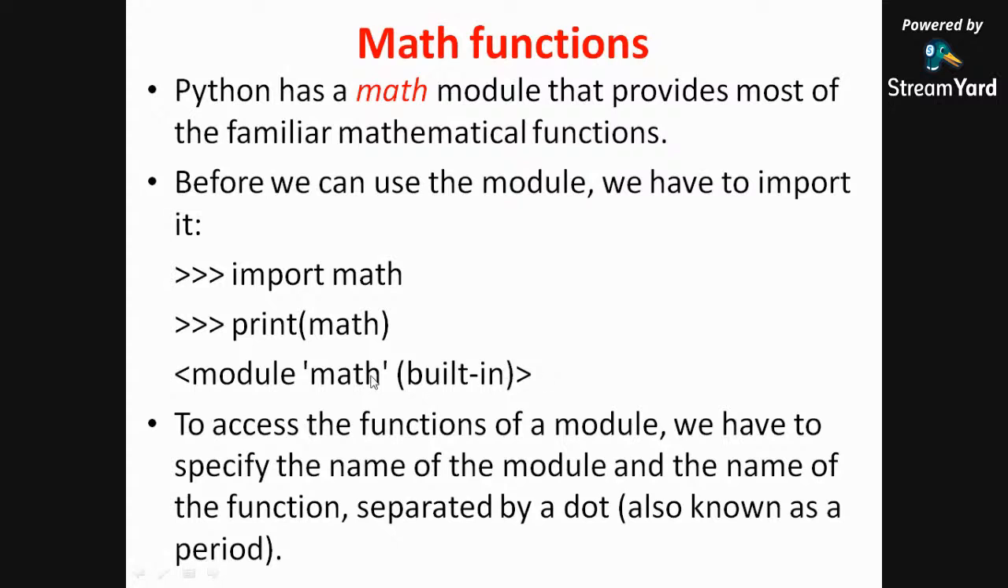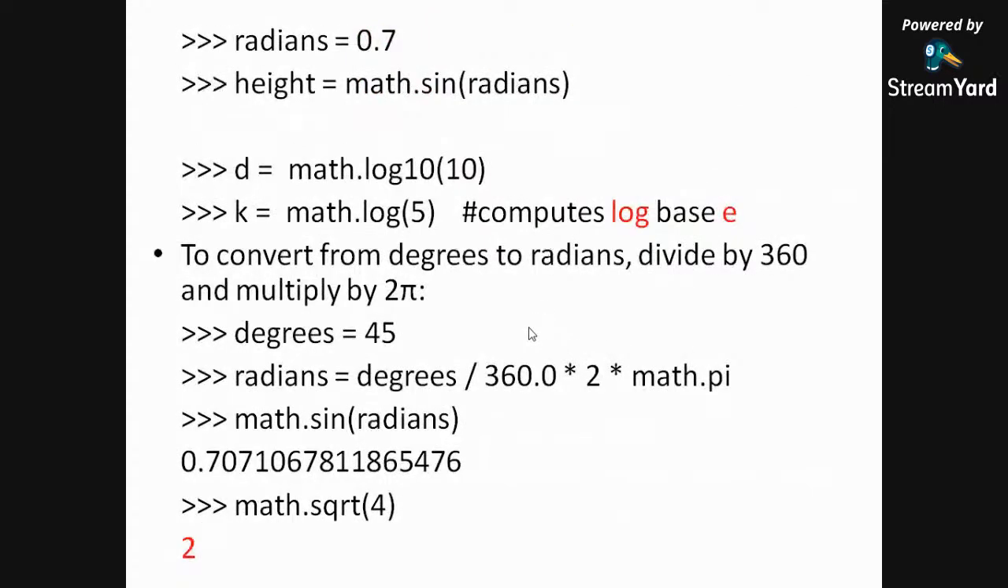Okay, so once you have imported the math module, to access the functions available in it, we have to use a dot operator, also called a period operator. For example, I have a variable called radians, assigned a value of 0.7. Then I want to find the sine value for this. There is a sine function available in the math module, and you access it using module name dot function name.